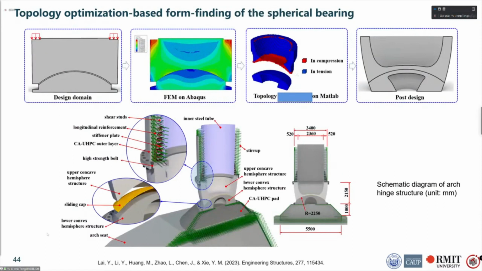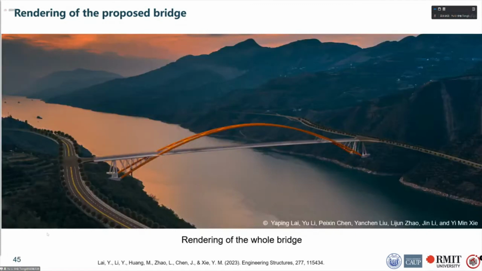Besides, we have also designed the spherical bearing by using topology optimization. The spherical bearing is also an important structure in this bridge. Based on the multi-material topology optimization, the tension and the compressed parts are identified. Finally, the spherical bearing is post-designed like this, which will be fabricated by metal casting. This is a rendering of the whole bridge, and this bridge is under construction now.